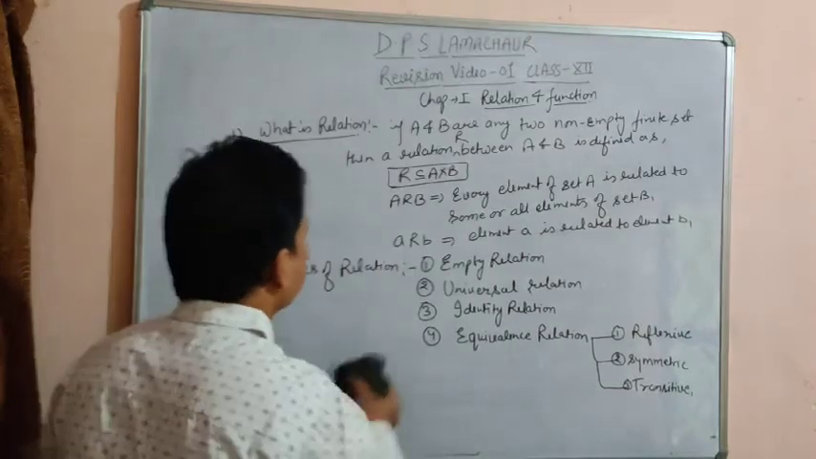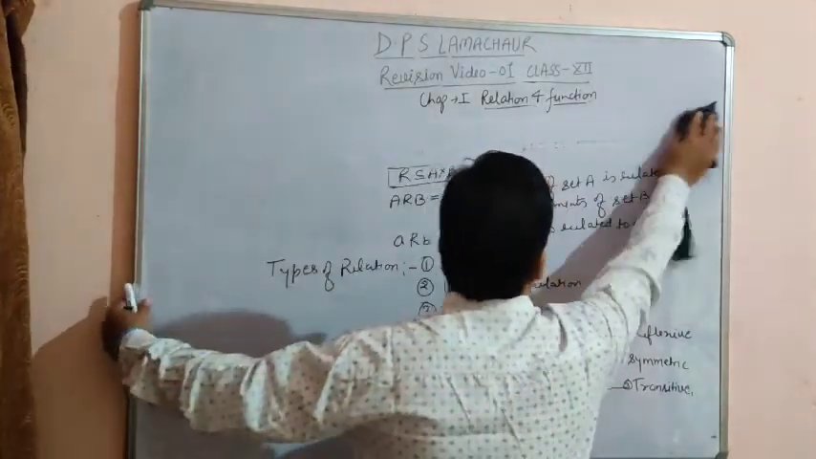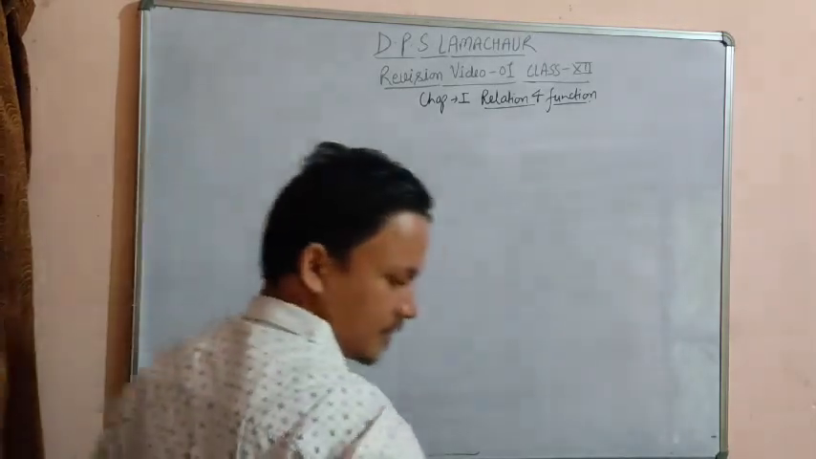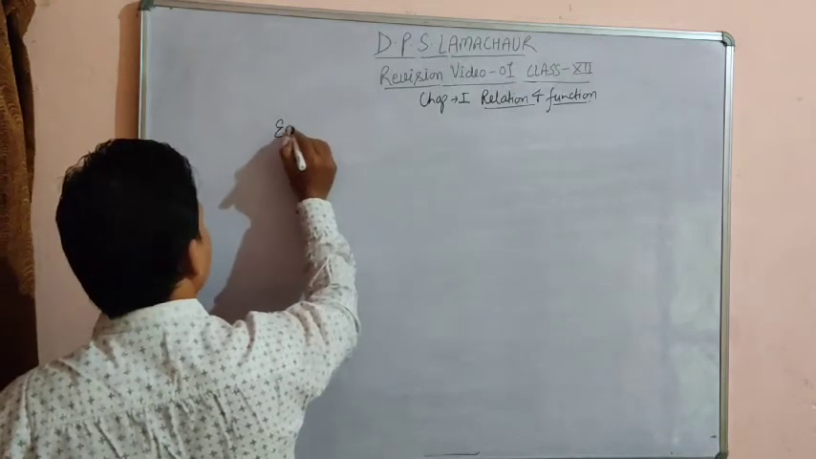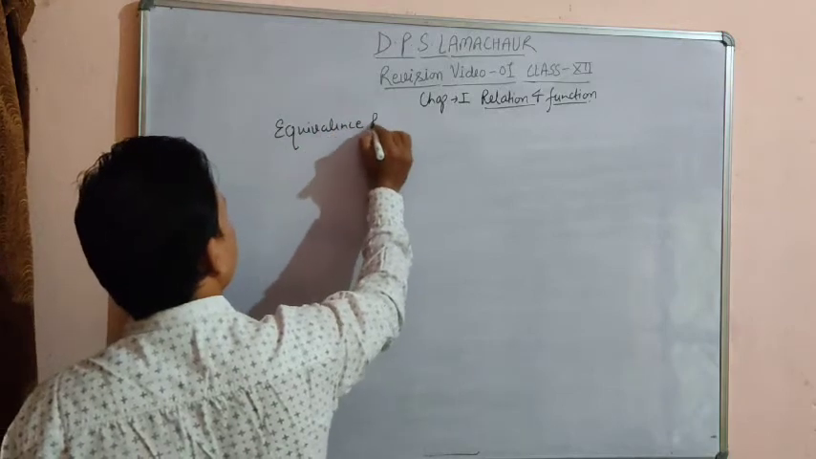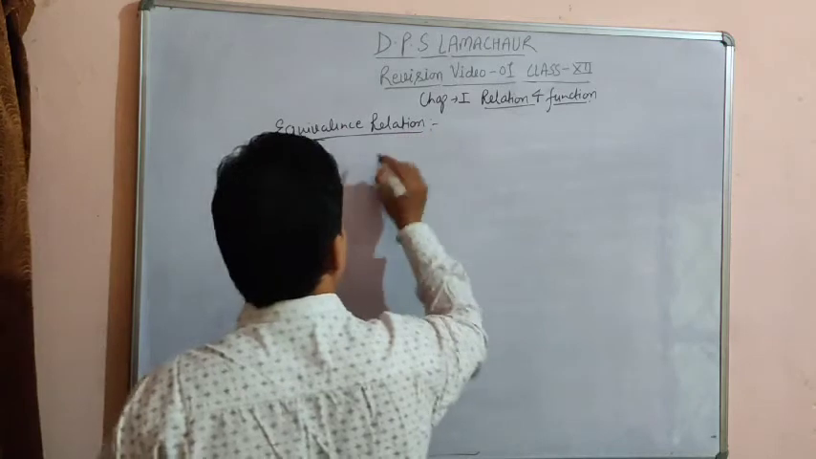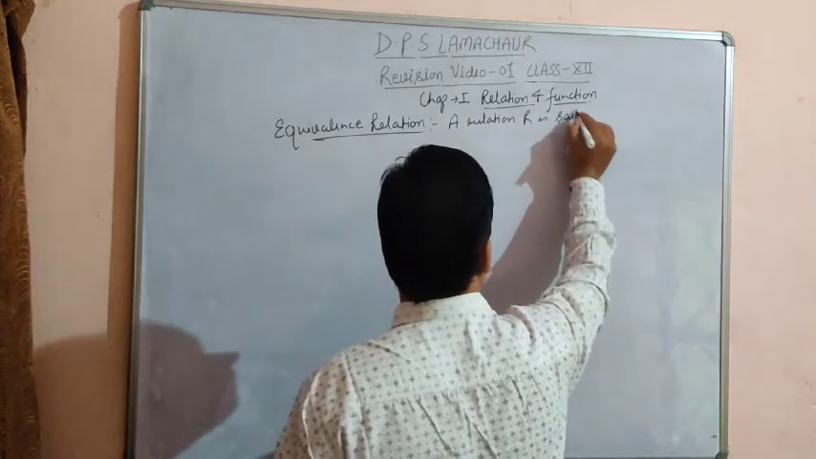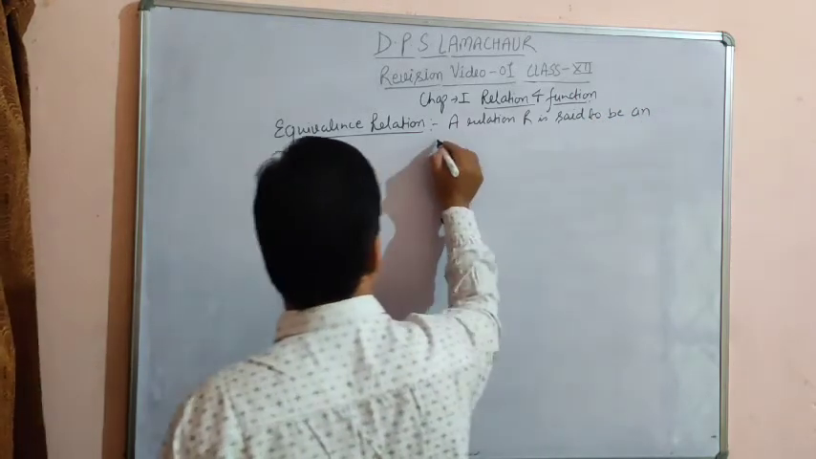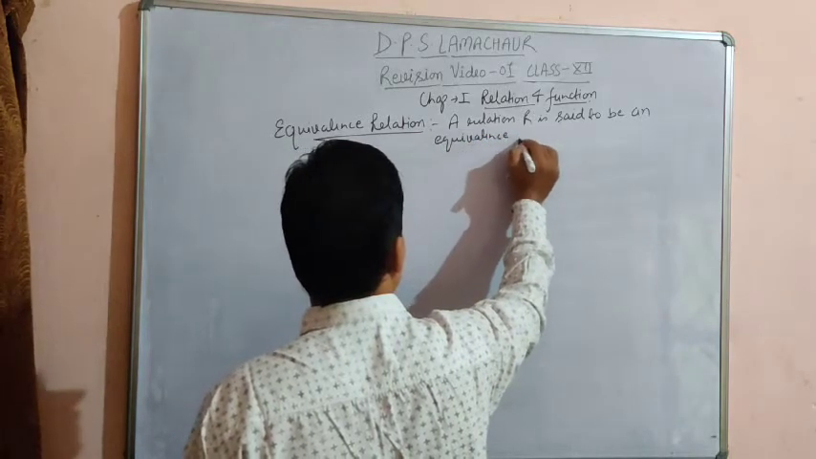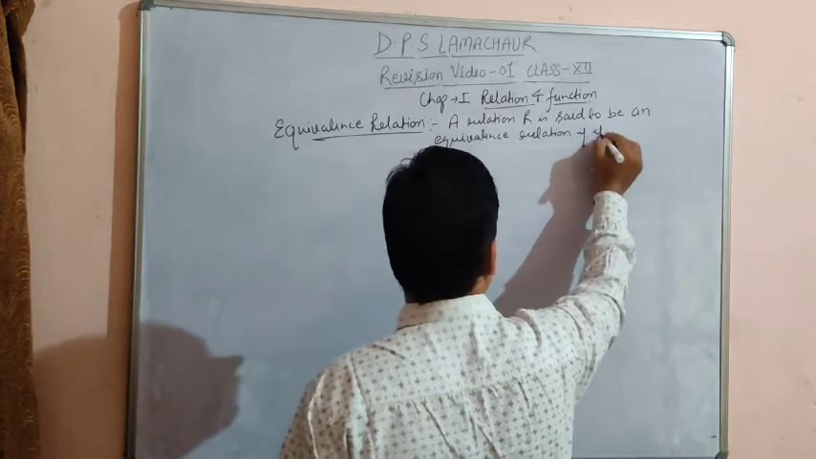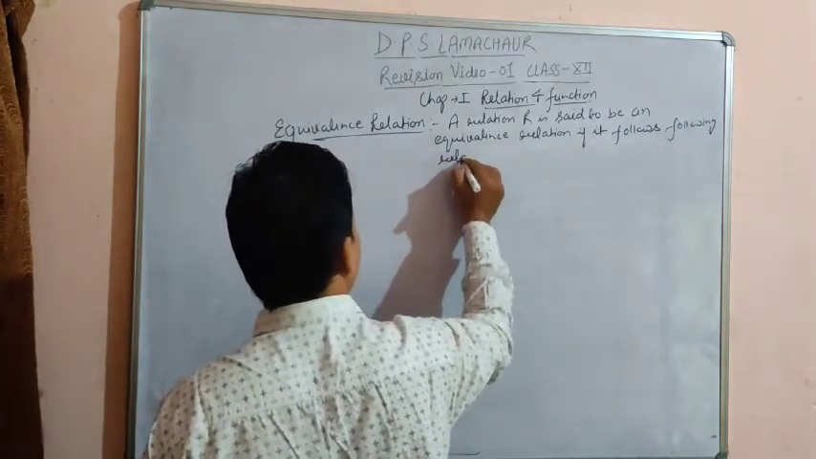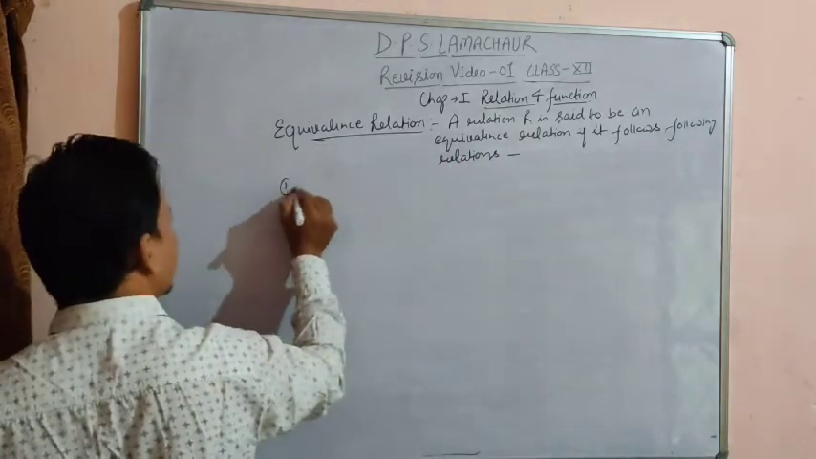Now what is equivalence relation? A relation R is said to be an equivalence relation if it follows the following relations. Number one, reflexive.